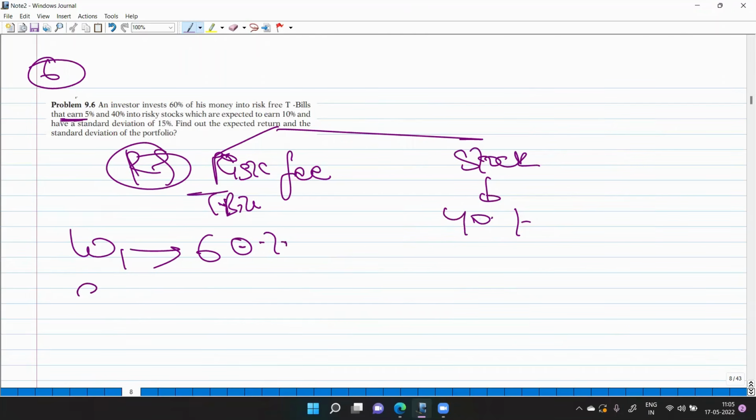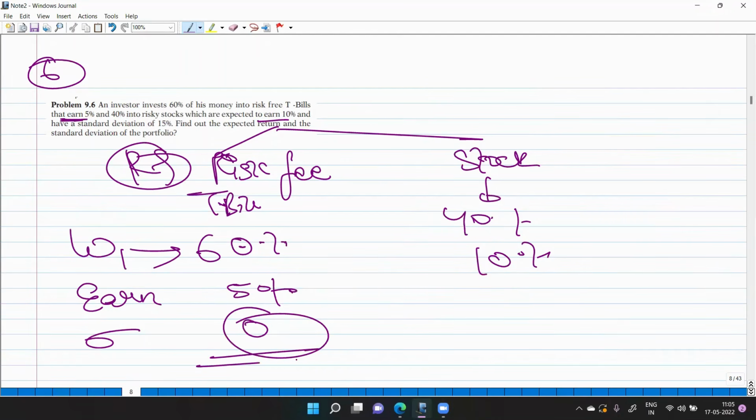अर्निंग मुझे क्या दिया है? आई अर्न 5% हेयर and I earn 10% here. What is the standard deviation for a risk free? Zero. I don't have risk in my treasury bills. ठीक है, that is why they are called the risk free T bills. ठीक है, तो यहाँ पे आपका स्टैंडर्ड डेविएशन 15%. आई होप इसमें कोई इशू नहीं है.